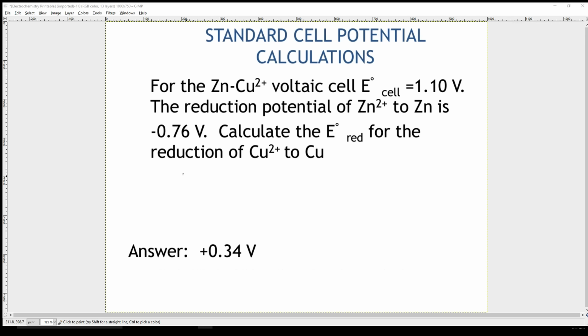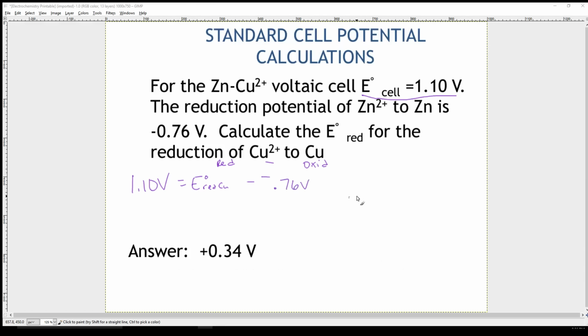So the question here is, in our little equation, they gave us the total, 1.10 volts. What is being reduced and what is being oxidized? Well, they're telling us it's for the reduction of copper 2 plus to copper. So they're telling us, oh, copper is the thing that's being reduced. So that is the one that will go first or second? It would go first. So the reduction potential of copper minus the reduction potential of zinc, which is negative 0.76 volts.